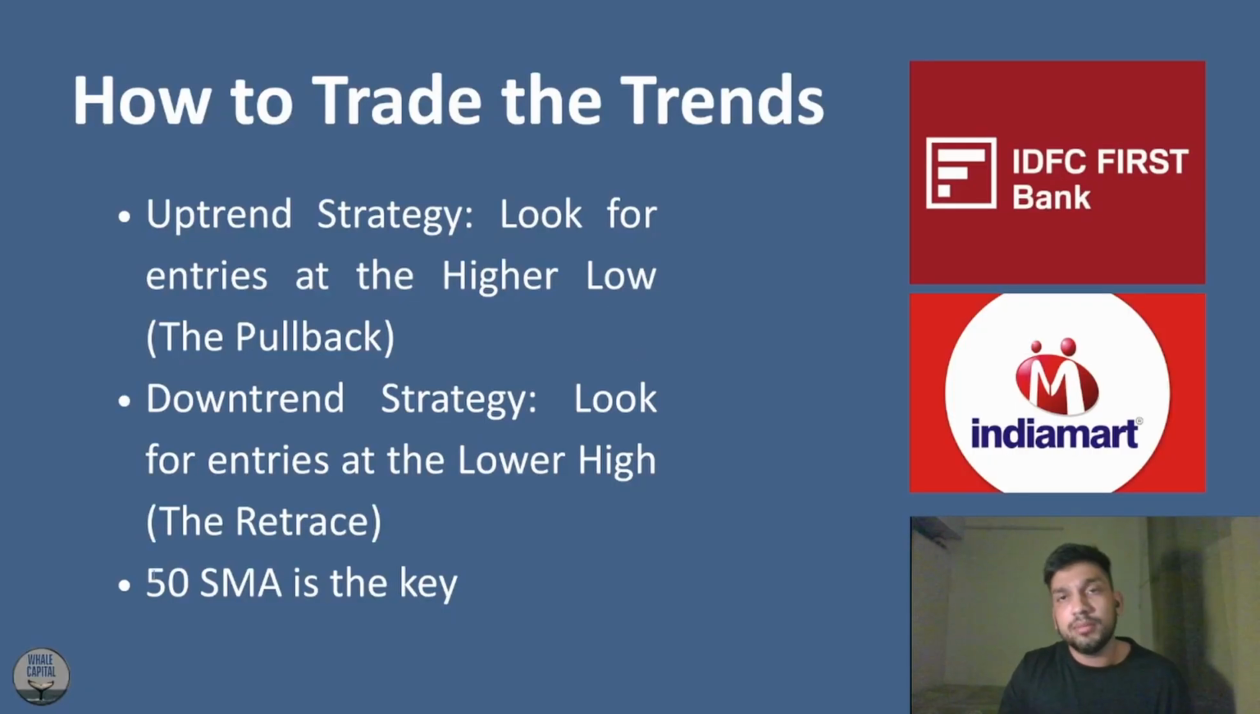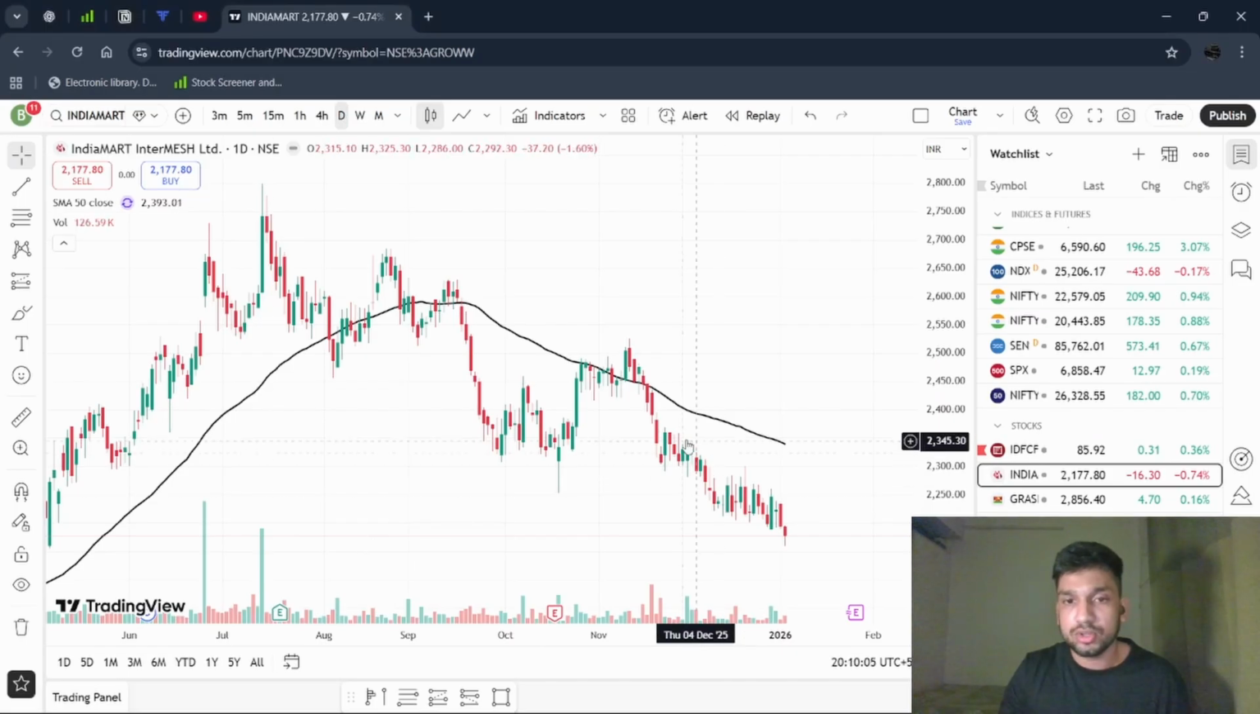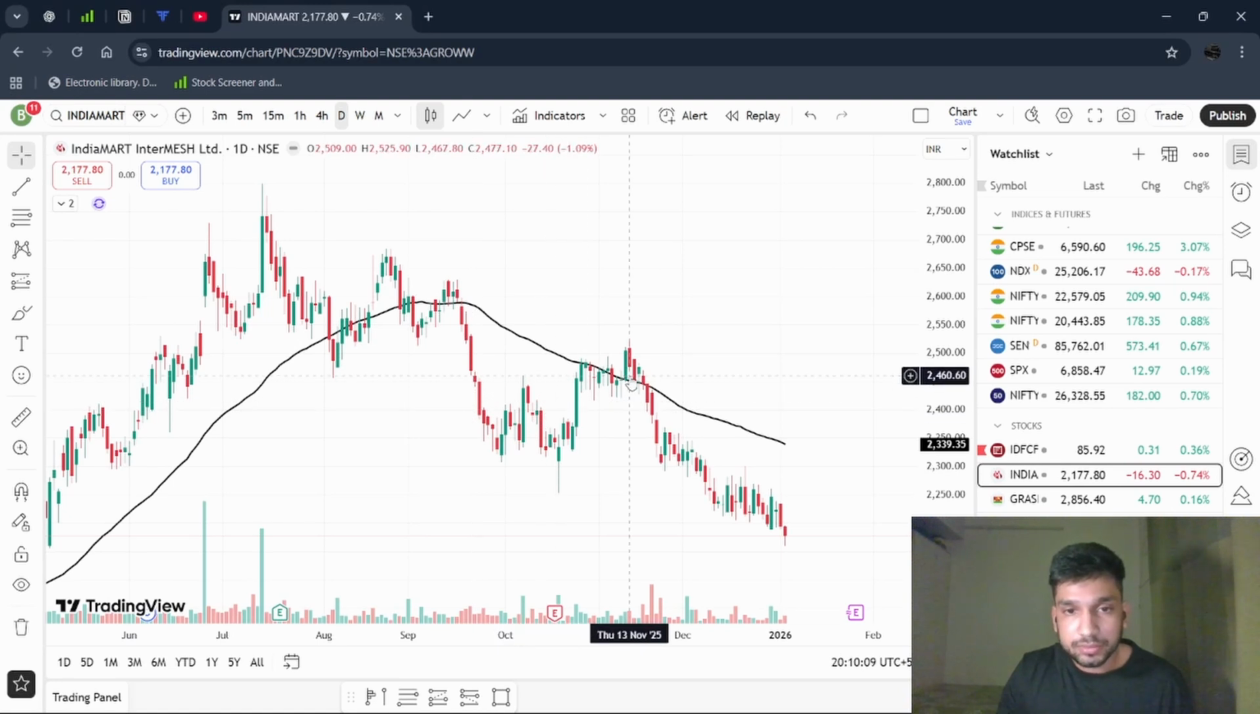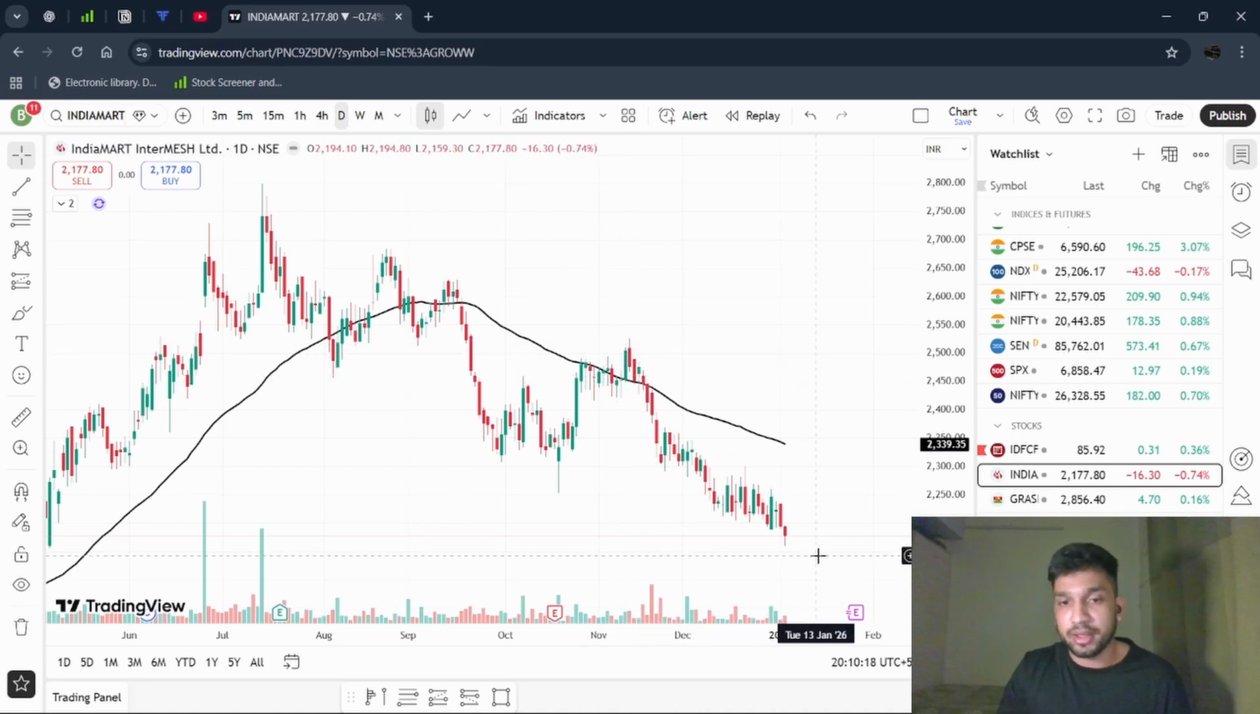There would be many videos on this, but to confirm that your entry is perfect or not, you should always look at different moving averages. I mostly use the 50-day moving average. This black line is the 50-day moving average. So this is a lower high that was made, and it was just around the 50-day moving average, and then it retraced back. This is what you're looking for while trading. If it is confirmed by the 50-day moving average, you can take that trade.